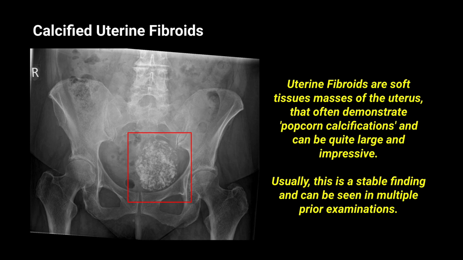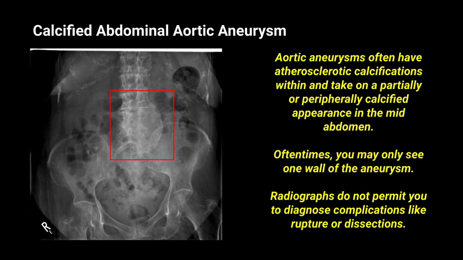There can be masses that are extremely calcified. Within the pelvis, by far the most common calcified mass that you would see would be a uterine fibroid. These are soft tissue masses of the uterus that often have a very classical appearance, what is termed a popcorn calcification. They could be quite large, quite impressive, but usually these are chronic and long-standing findings you see in multiple prior examinations. Finally, obviously even vascular structures can also be calcified.